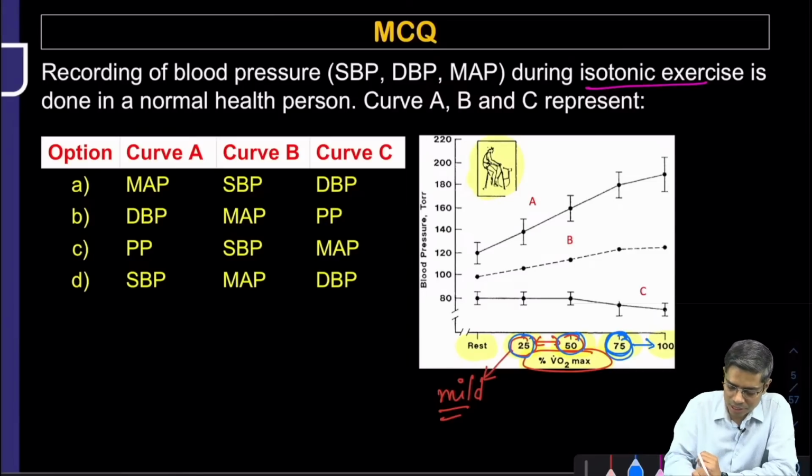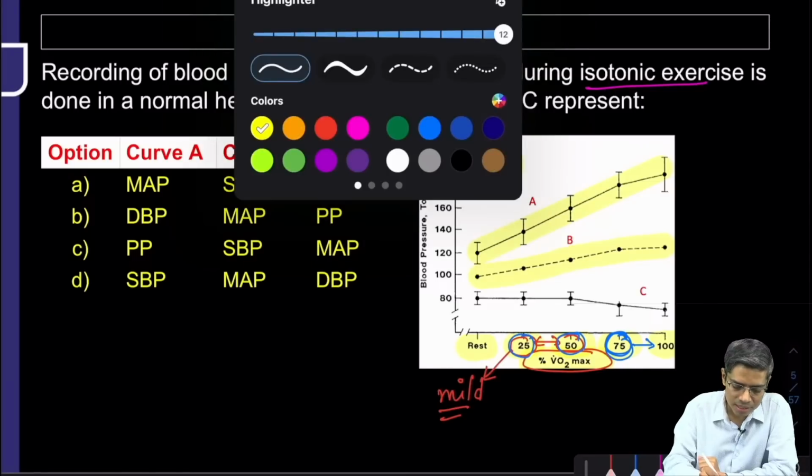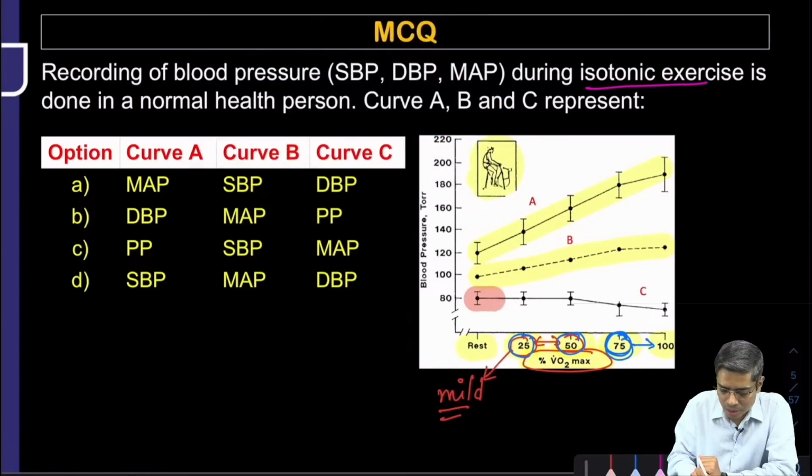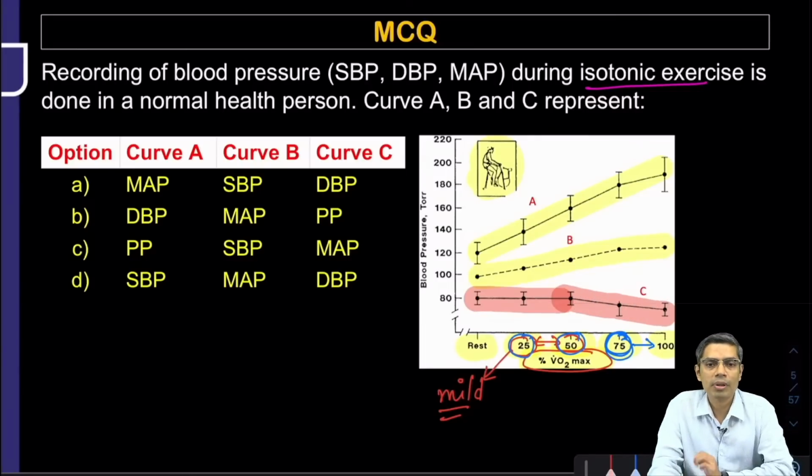Whenever the subject is doing more and more severe grades of exercise, curve A shows blood pressure rising very steeply. In the second curve, blood pressure is also rising, but this is a mild increase. But the third curve is a little different. Here the blood pressure initially decreases a little bit, and later on it decreases to a very low level. So I have to identify which blood pressure each of these 3 curves represents.